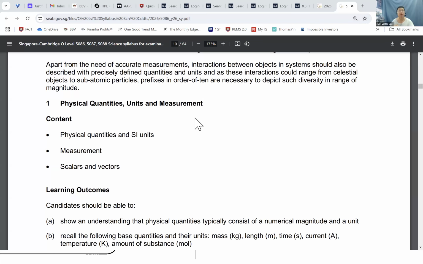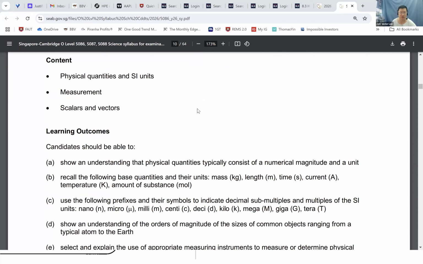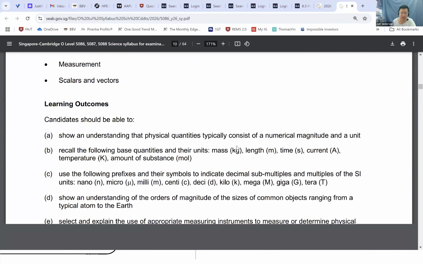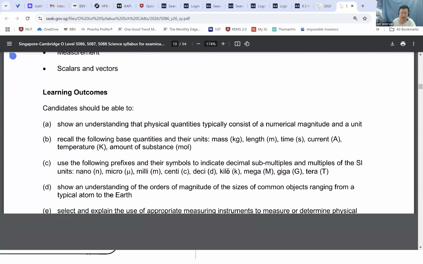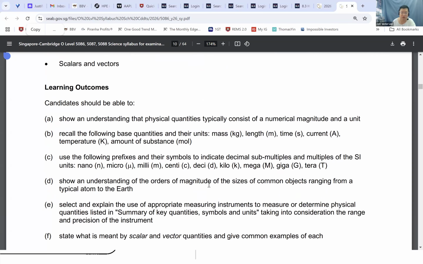Okay, so this is the first chapter in physics in the textbook, about physical quantities, units, and measurement. So this is the syllabus document of what is required. You realize that this syllabus document is quite similar to the learning outcomes you can see in the guidebook or even the notes.